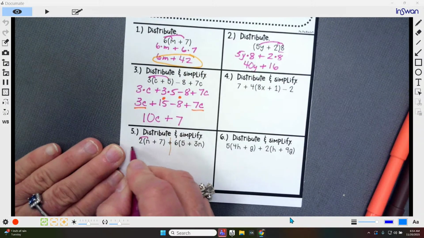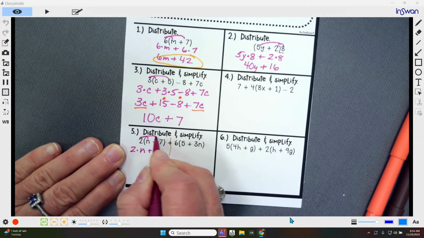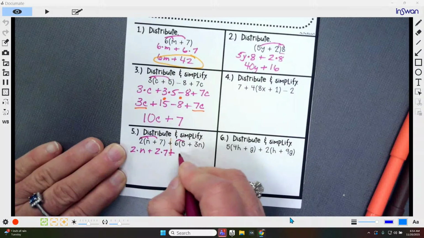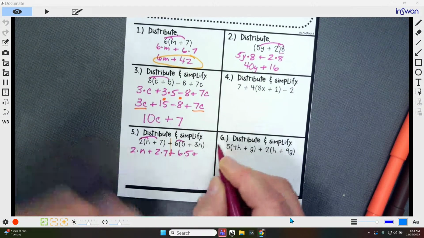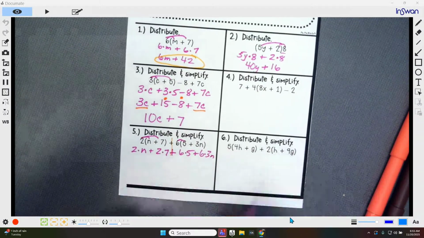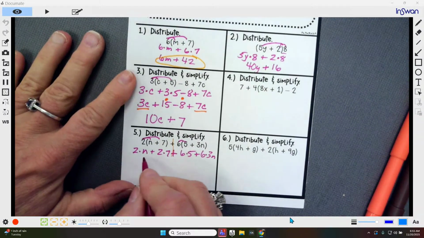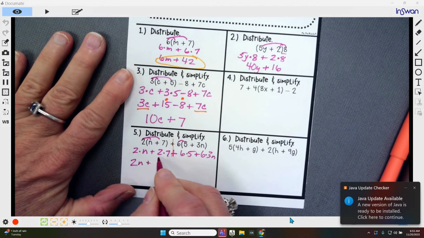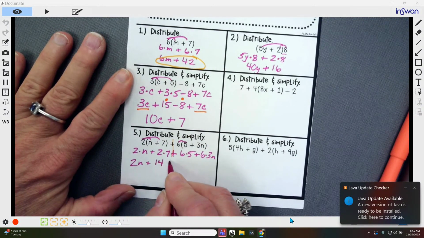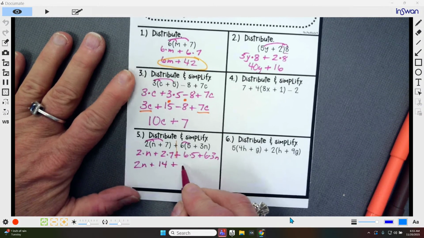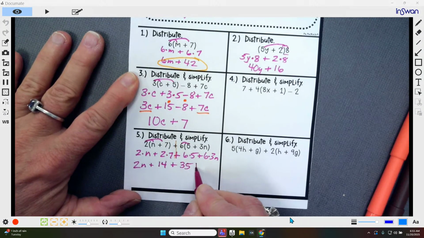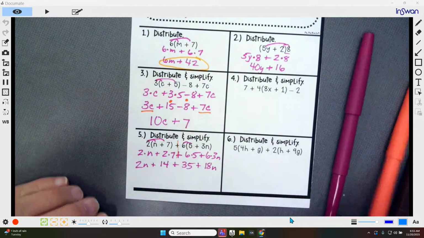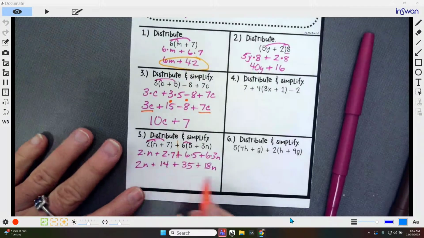So 2 times n plus 2 times 7, bring down the plus sign, then 6 times 5 plus 6 times 3n. Now I'm going to go ahead and combine those. So 2 times n, I'm using the order of operations, is 2n. Bring down the plus sign. 2 times 7 is 14, plus 6 times 5 is 35, plus 6 times 3n is 18n. Now I've done all of the multiplication. Now I'm going to do the adding and subtracting.